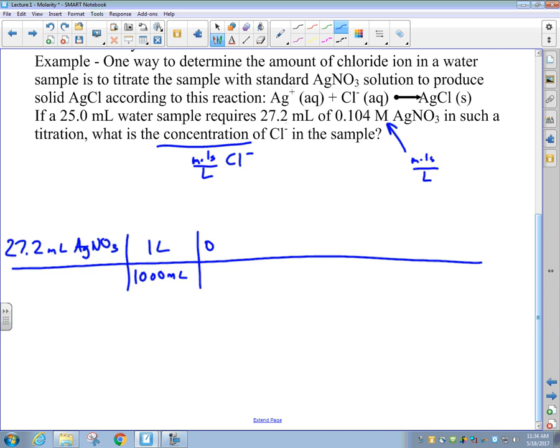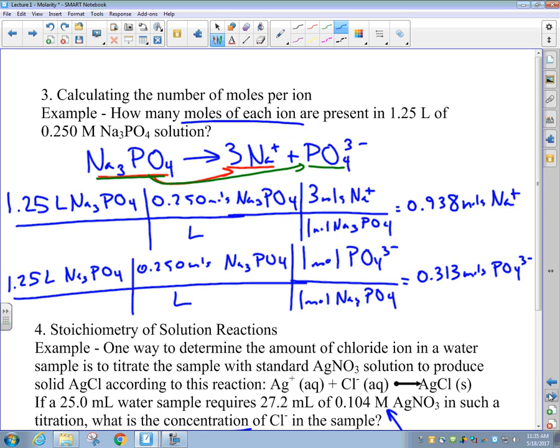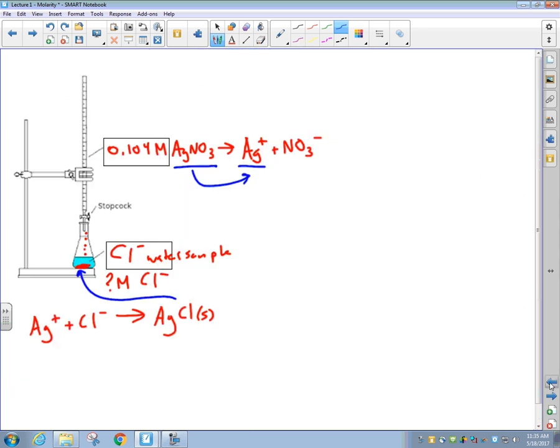Now I'm going to multiply by the concentration in moles per liter of the silver nitrate solution. At this point, units cancel. We've got milliliters and liters to cancel out. We've got moles of silver nitrate. That's where we're going to use the balanced chemical equation that we wrote on the previous slide. This equation right here, we recognize that there is a 1-to-1 ratio between the silver nitrate and the silver ions. So for every 1 mole of silver nitrate, we are going to produce 1 mole of silver ions.